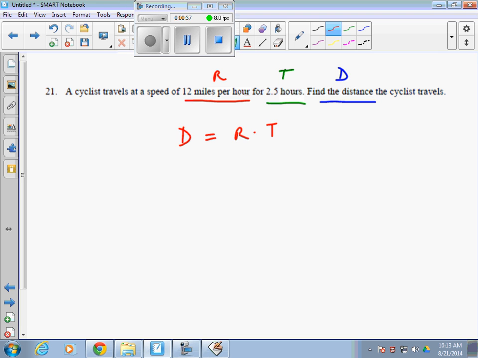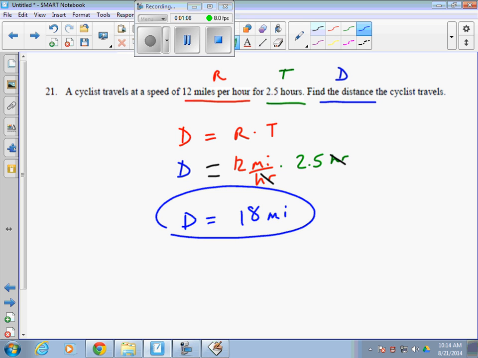Plug in the values that you do have. Distance is the one we don't have. Rate we have, 12 miles per hour, and time is 2.5 hours. Again, hours are going to cancel hours out, so we're just simply going to multiply 12 times 2.5 to get our distance. We know 12 times 2 is 24, and then another half of that is 6, so your distance is going to be 18 miles. That cyclist traveled 18 miles.